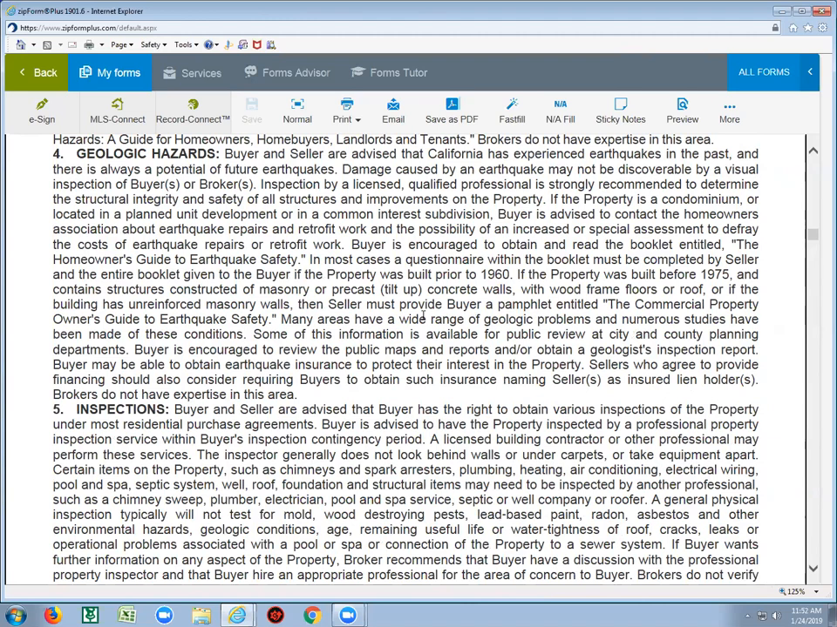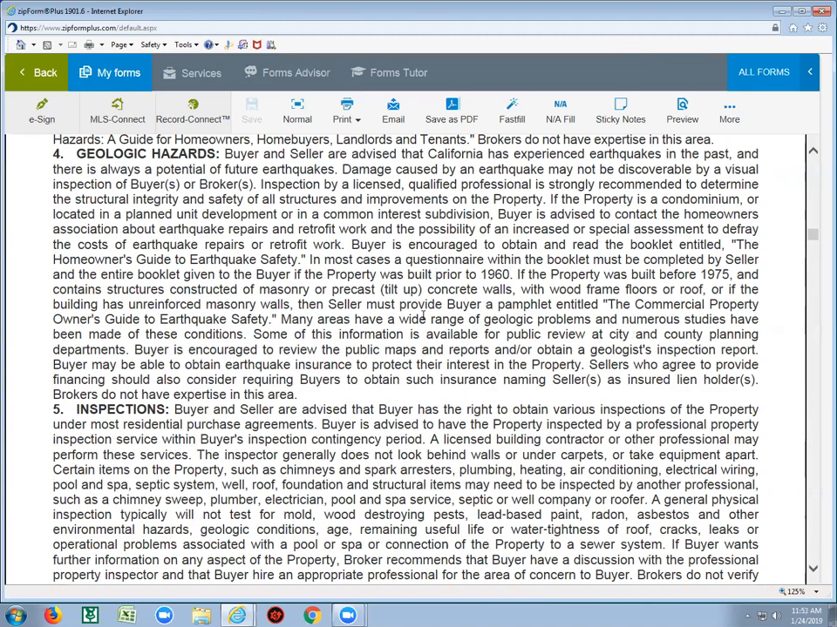Geologic hazard. Buyer and seller are advised that California has experienced earthquakes in the past, and there's always a potential for future earthquakes. Damage caused by an earthquake may not be discovered by a visual inspection by the buyers and broker. Inspection by a licensed qualified professional is strongly recommended to determine the structural integrity and safety of all structures and improvements of the property.